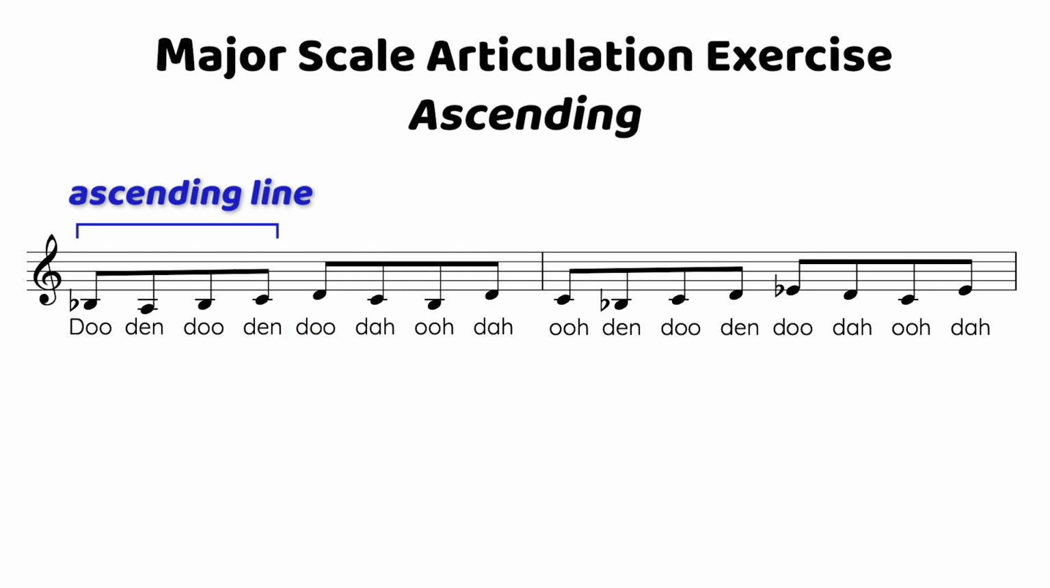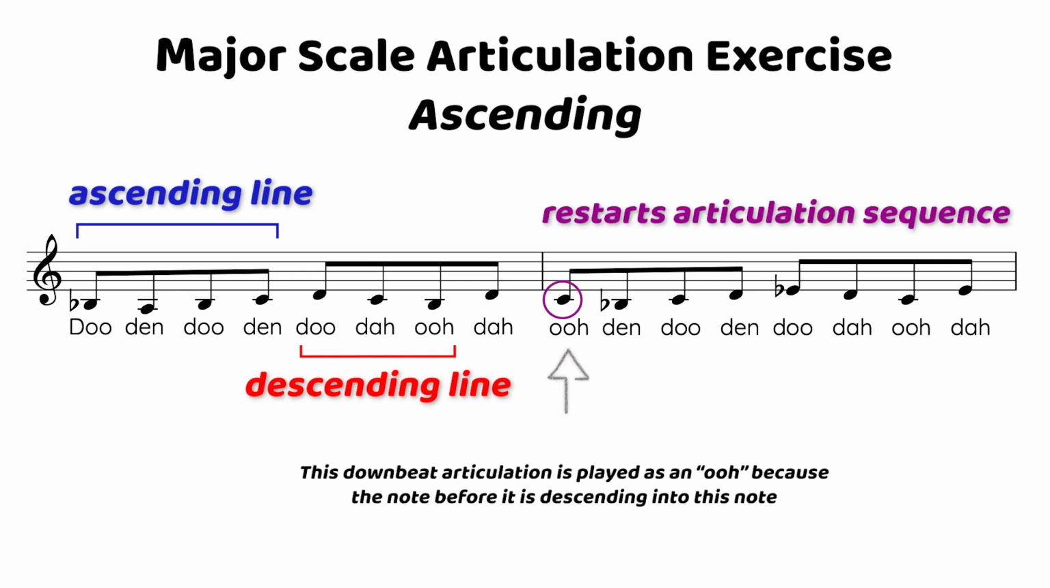And then, of course, because the next part of this measure descends, we then follow that do with a da, and then on beat 4, we have that oo. So there comes that da-oo, the part of the descending articulation that we mentioned earlier. And of course, the next thing to note is on beat 1 of the next measure, we start that off with an oo. And then that oo restarts the articulation sequence.